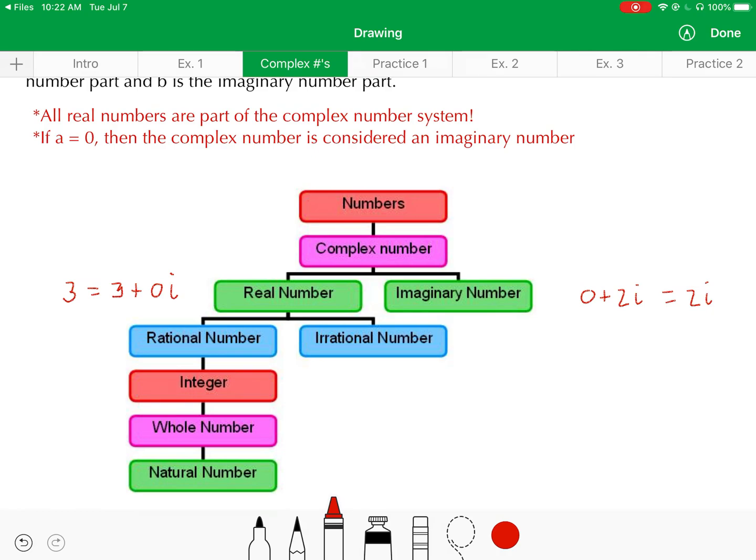All right, so now it is your turn. You're gonna click to practice one, work through those problems really quickly on your own as you pause the video, and then you're gonna come back and check your work with mine.